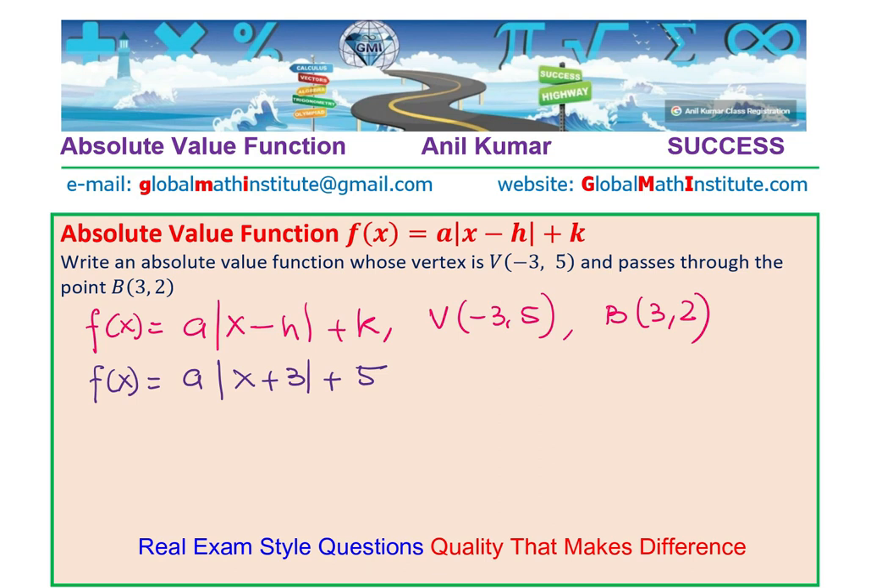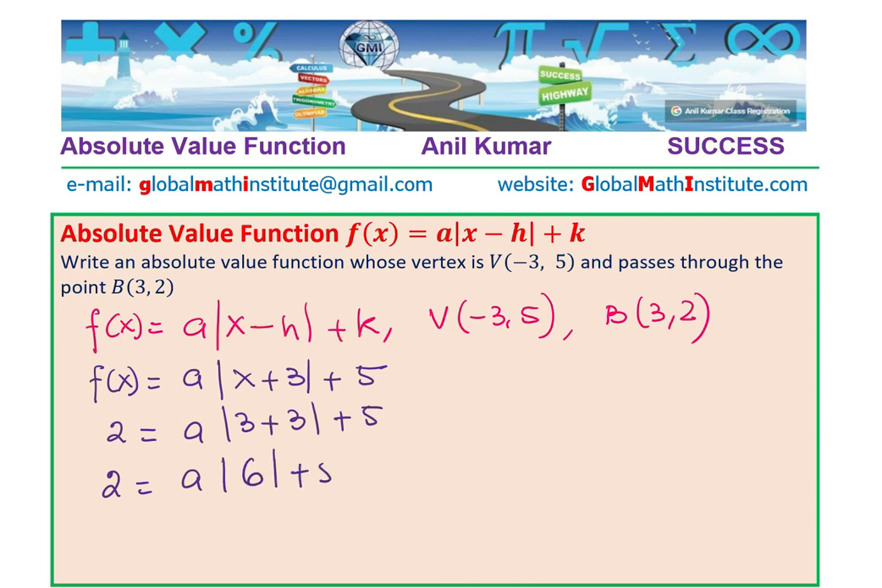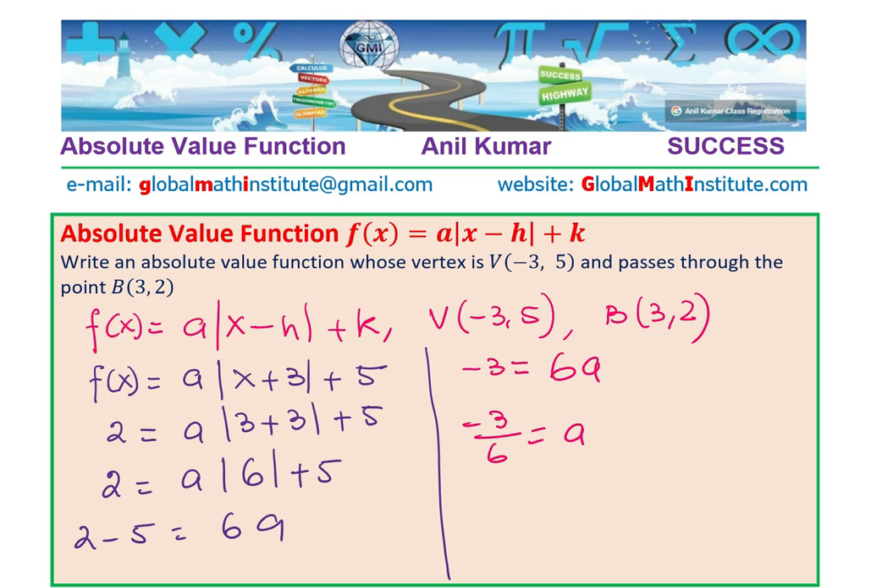Now substituting 3 and 2. So 2 is the y value. And we get 3 plus 3, 3 for x, right? And we get here 2 equals a times absolute value of 6, plus 5. 2 minus 5 is 6a, right? And now we can write down minus 3 equals 6a, or minus 3 over 6 is the value of a, which is minus half, right? So in this case, a is negative half.